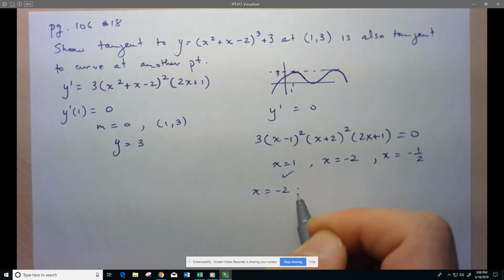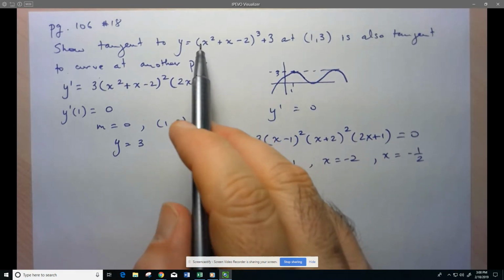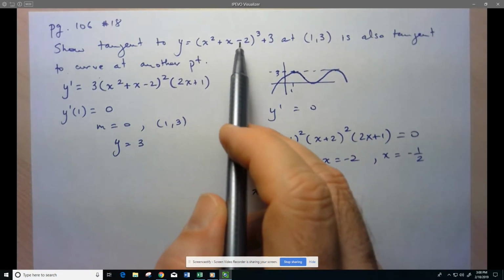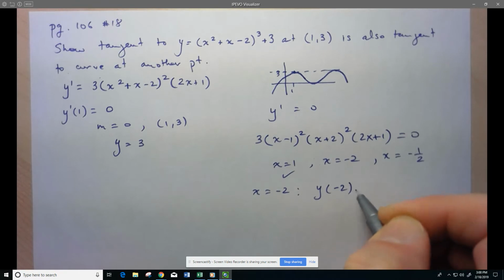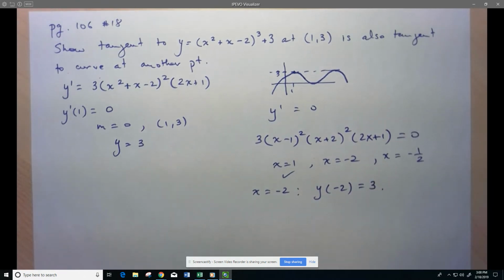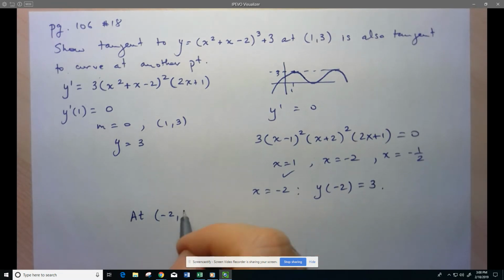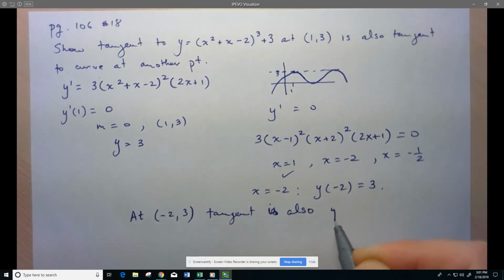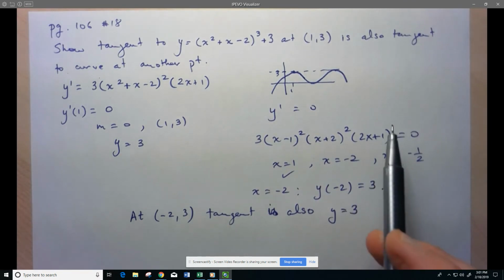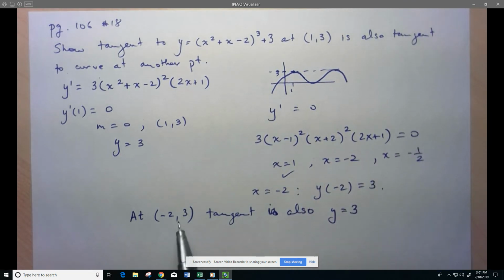Let's check x equals negative 2. If I stick in negative 2 here, what do I get? I get 4 minus 2 is 2, minus another 2 is 0, 0 cubed is 0, plus 3 is 3. So y at negative 2 is also equal to 3. That means that at the point (-2, 3), the tangent is also y equals 3, because the slope is 0 and it passes through the point (-2, 3), so it must be this horizontal line here.